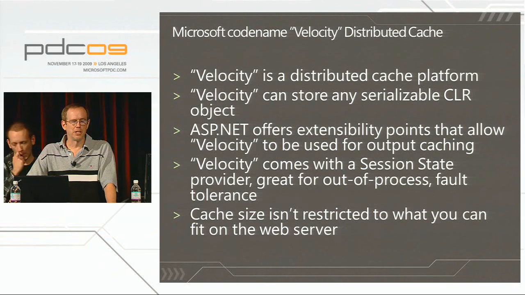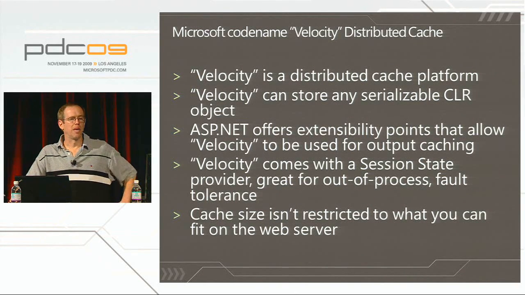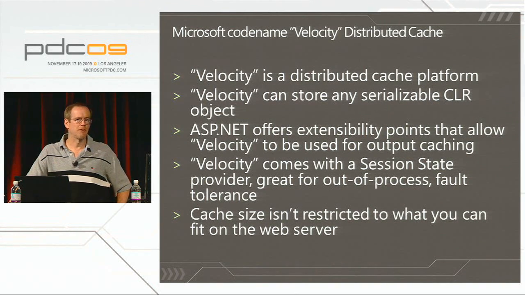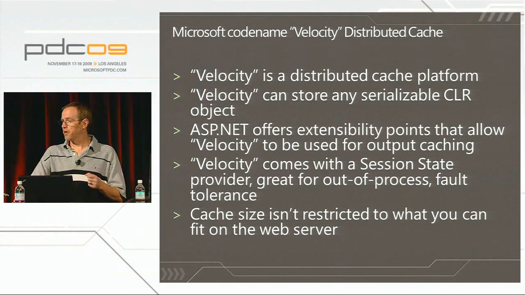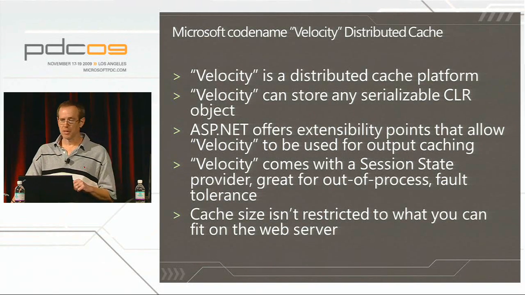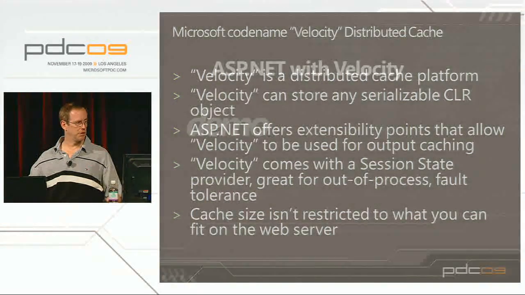But the next level is how can we do it for just general caching inside of ASP.NET? One of the things that we added in .NET 4 is some extensibility points allowing the existing caching system that we have in ASP.NET to be replaced using a provider model. And so we've actually built a provider for output caching that runs against Velocity. And I will do a demo of that really quick here.